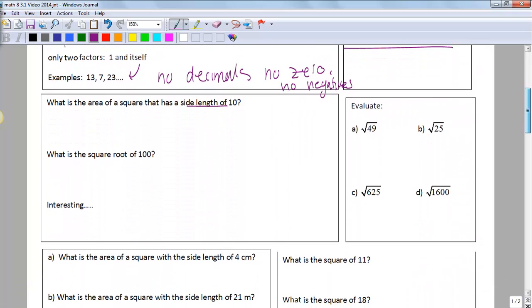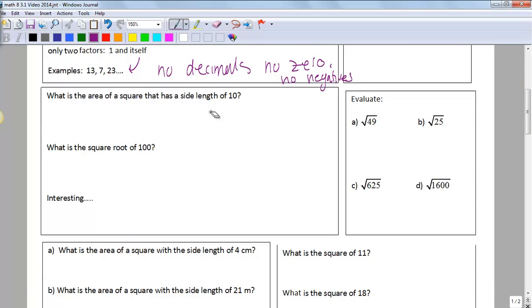Let's look at this question. What's the area of a square that has a side length of 10? If this is my square, remember that squares have sides that are all the same length. If the length here is 10 centimeters, I want to find the area. Maybe you remember this: area of a square, or any rectangle, is length times width. A square is just a special rectangle where all the sides are equal. So we can say x squared, or side squared. In this case our side is 10, so 10 squared, 10 times 10 is 100. So we'd say the area is 100 centimeters squared.